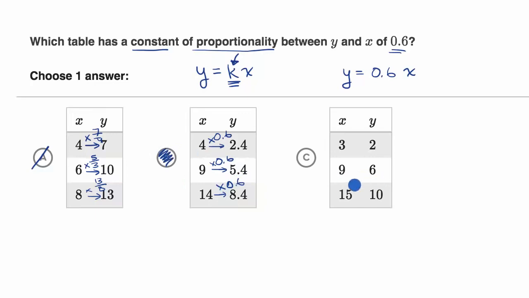And we can verify that the other choice would not be the case. Let's see, to get from 3 to 2, we would be multiplying by 2/3. And then here, once again, we're multiplying by 2/3, and here, once again, 2/3.